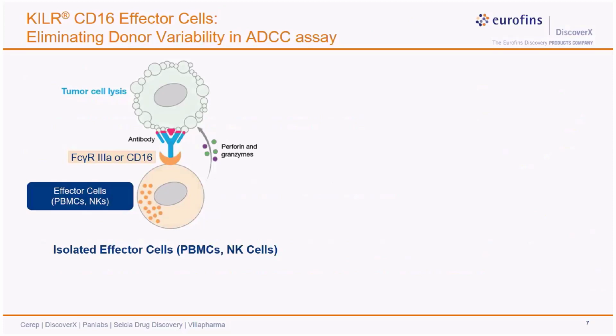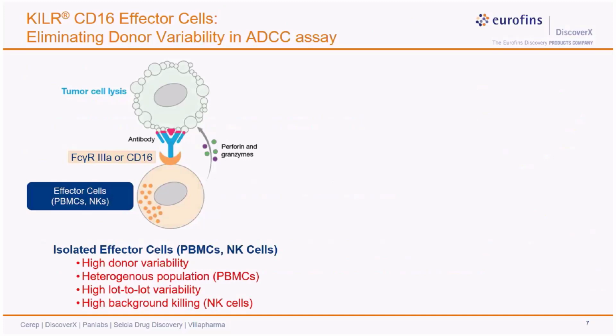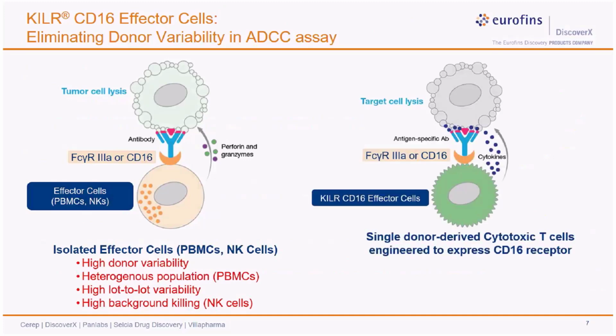Now, although ADCC assays driven by these cells are reflective of the MOA, they introduce significant challenges, as we just discussed in the previous slide. Now let's compare these cells with CD16 effector cells. CD16 effector cells are single donor derived cytotoxic T cells which are engineered to stably express CD16 receptor. As you can see, just like the PBMCs or NK cells, they engage with the target cells through the CD16 receptor on their surface. Since these are cytotoxic T cells, they release cytokines to kill the target cells and provide a true MOA of the ADCC assay, which is target cell death.